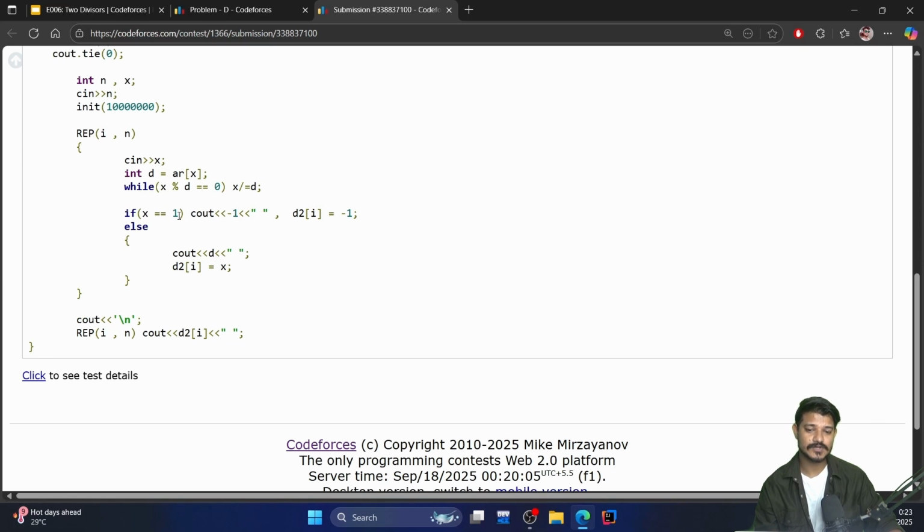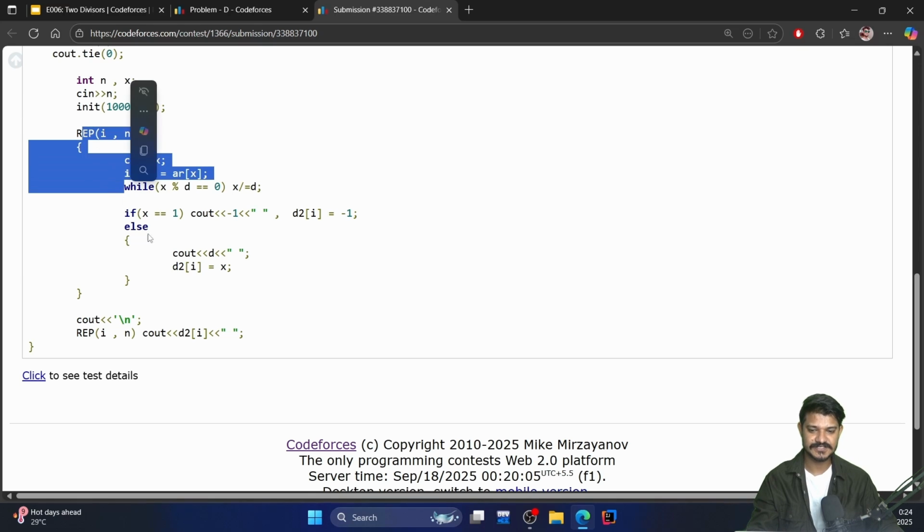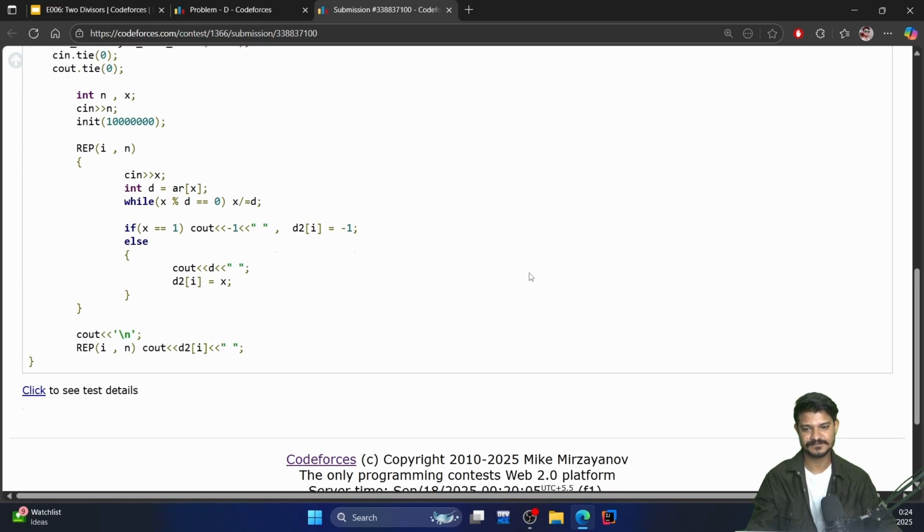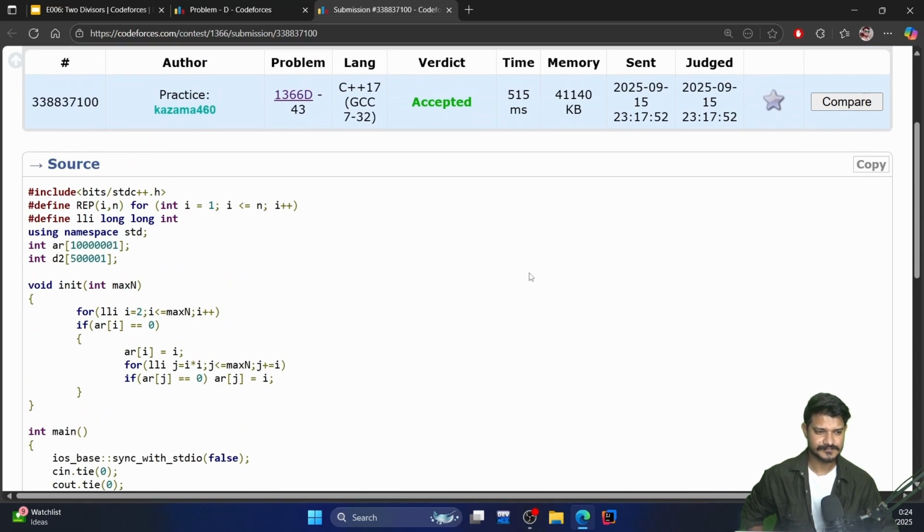Now, if x is not equal to 1, the solution exists, and the solution d1 is d, the smallest prime factor, and d2 is going to be your x. So d1 I'm printing here, d2 I am saving, which is x. After I have gone through all of this, d2s I have already saved, and d1 I have already printed. Finally, after going through all of the integers, I'll print the next line, and after that I can print all of the d2s. So yeah, this is the solution.